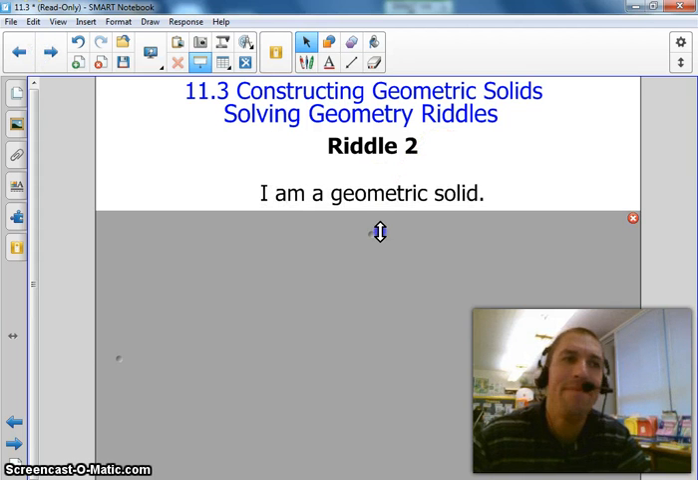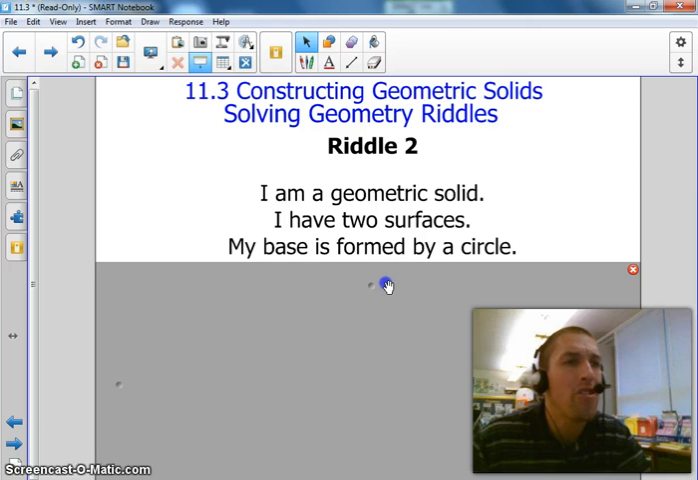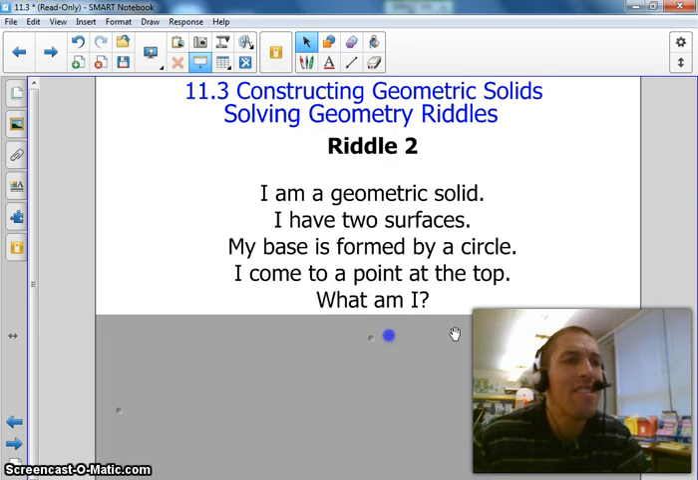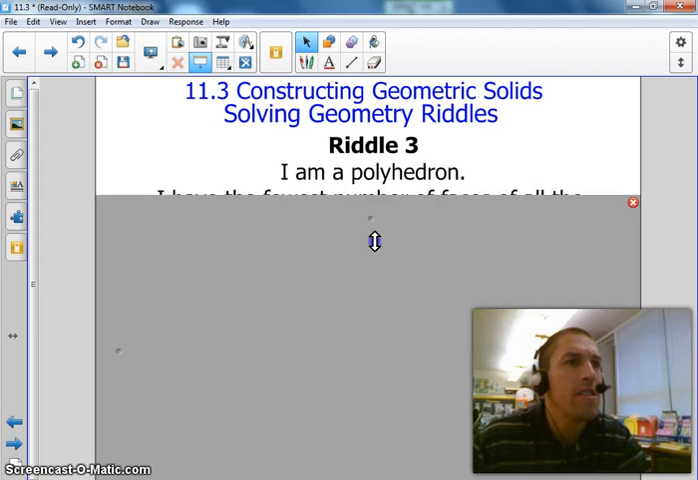Let's do another one. I'm a geometric solid. Not enough information. I have 2 surfaces. Can't be a cube. Can't be a rectangular prism. My base was formed by a circle. So a circle, but it only has 2 surfaces. I come to a point at the top. You got it yet? What am I? You're a cone.